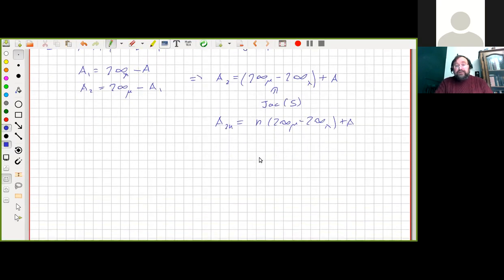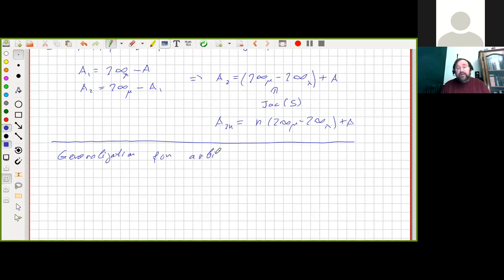So now I'll stop with this particular example, which I just showed to you to illustrate some features, and I'll try to generalize this picture. So now, generalization for an arbitrary polygon.